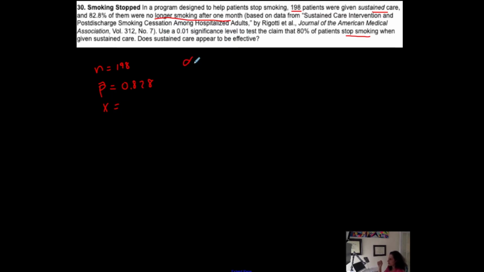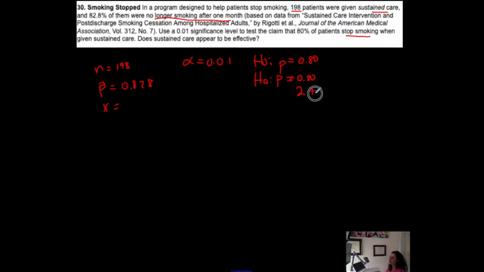Use a 0.01 significance level, that's my alpha, to test the claim. I hear a claim. Let me write my null and my alternative. A claim about a percentage of a population, a claim about P, a claim that exactly 80% of patients stop smoking when given sustained care. So that's not more than, that's not less than. So now my null is equal to 0.8 and my alternative is not equal to 0.8.